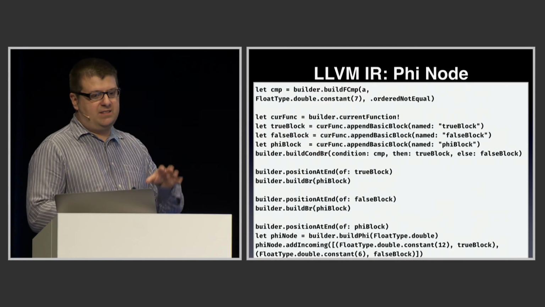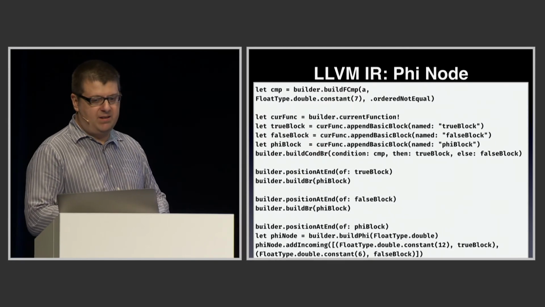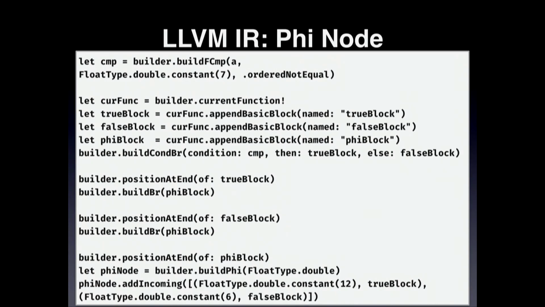The new things here are just the floating point comparison. And here you can see an example of moving the cursor. You can see that we have a reference to the current function. We append our basic blocks, and then as we're emitting instructions, we can position our cursor where we want to emit those instructions.